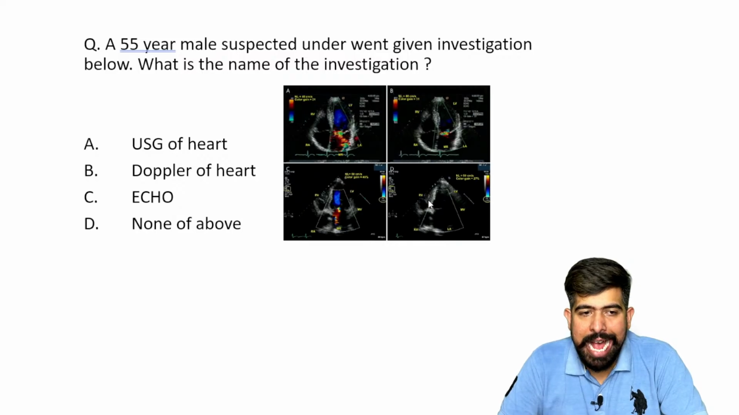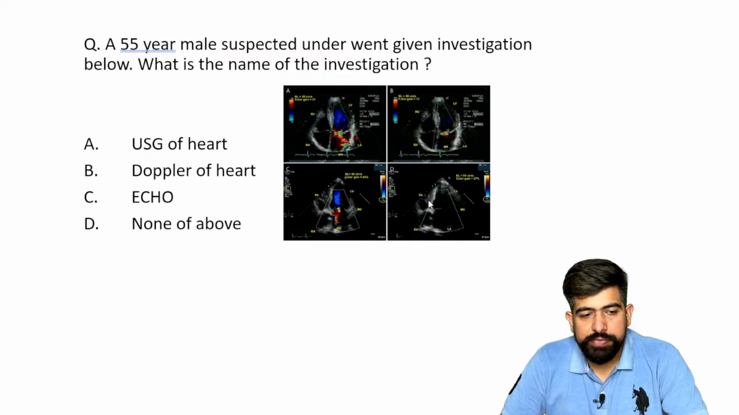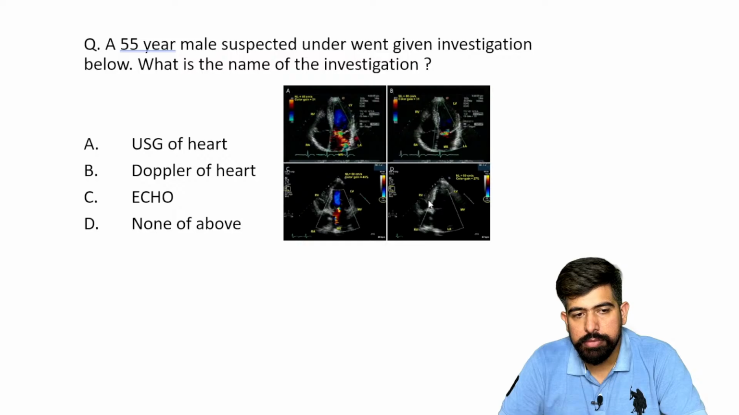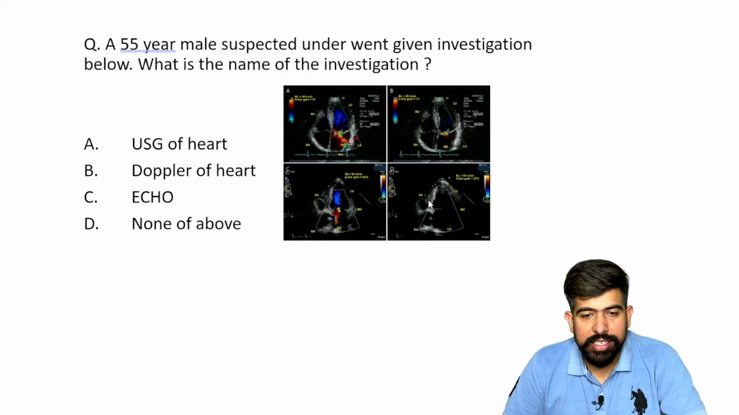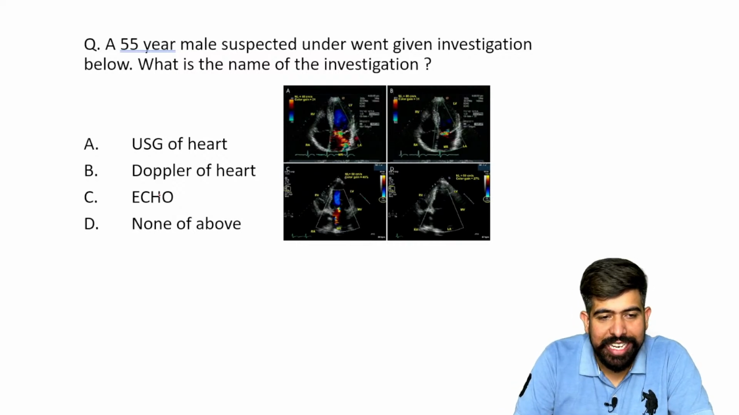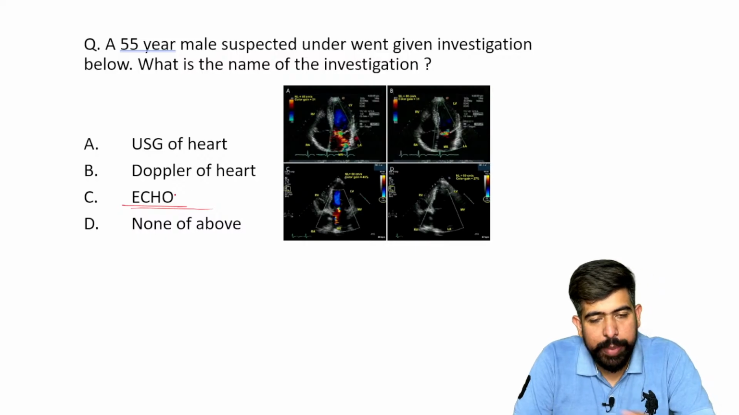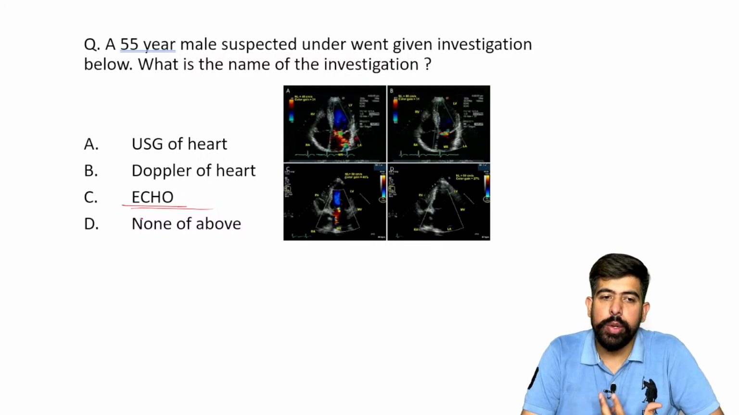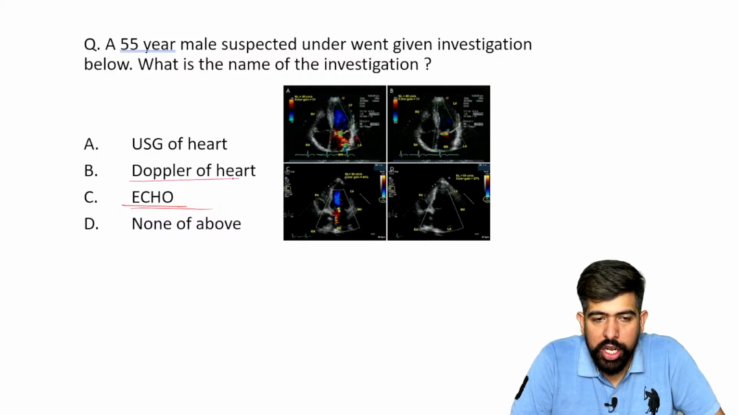Very good, doctor. As you saw, a Doppler of heart. Can you understand? USG of heart. The options are given, the confusion, right? This is echo only, guys. This is known as the echo only. So what we are getting in the 2D echo, right? 2D echo, 3D echo. So this echo is the same, we can say the USG of heart also, or the Doppler of heart also.